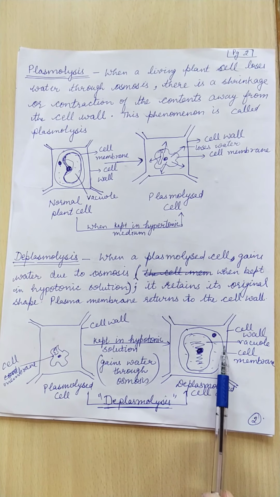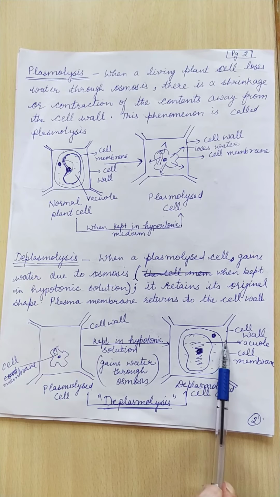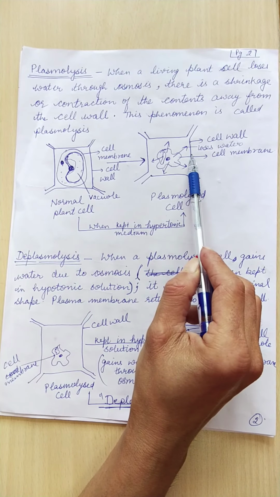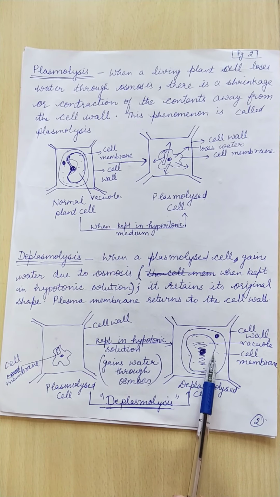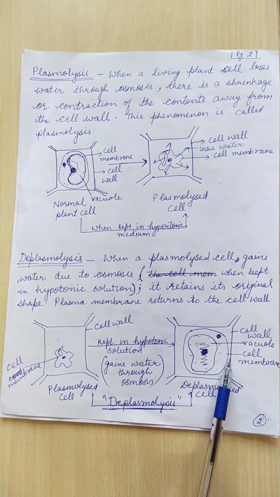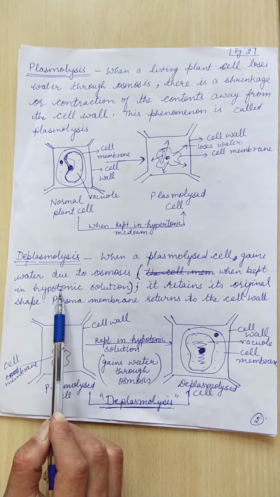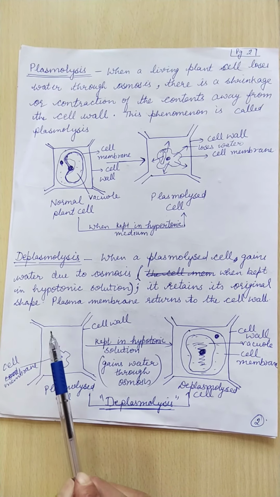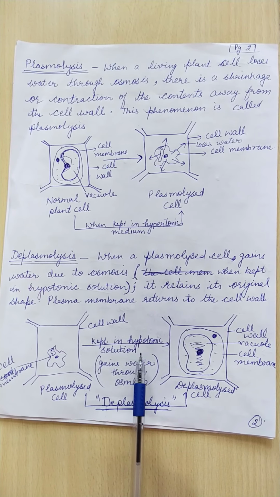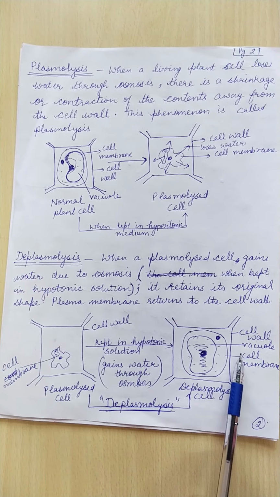The cell membrane again goes near the cell wall. You see here the cell membrane has moved away from the cell wall. Here again it has come near the cell wall. So in a hypotonic solution, when we put a plasmolysed cell in hypotonic solution, it gains water and swells up.